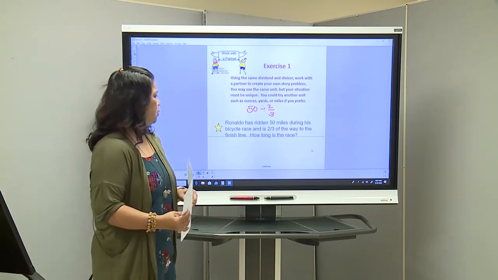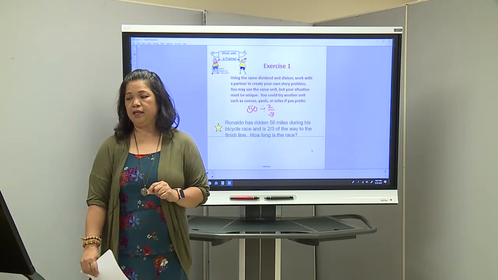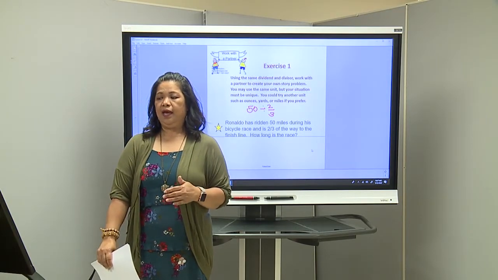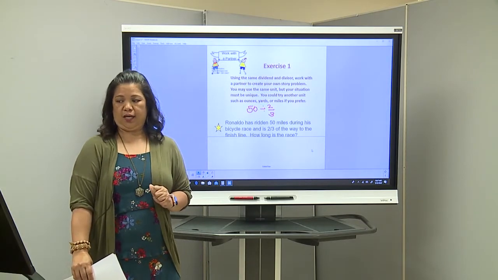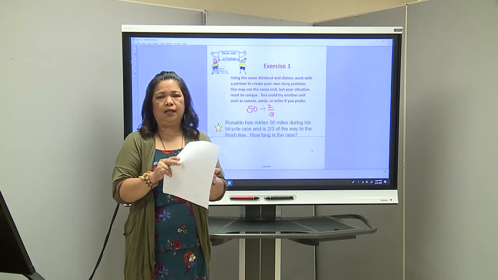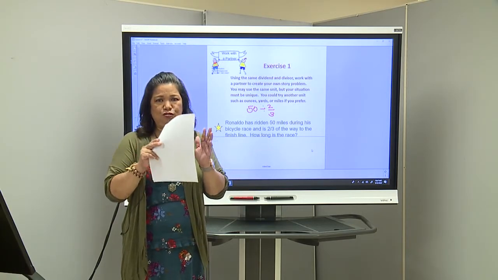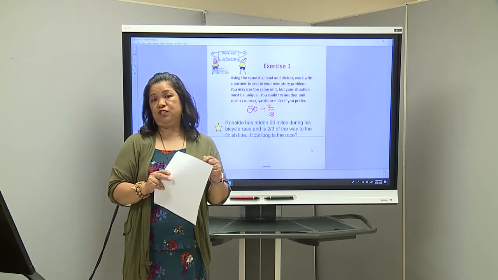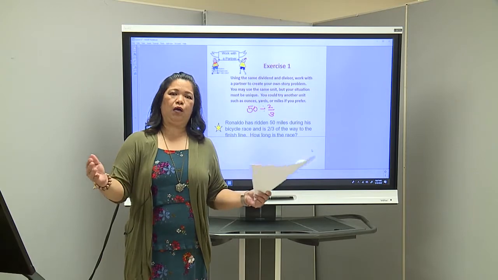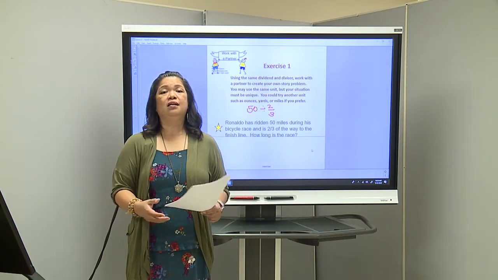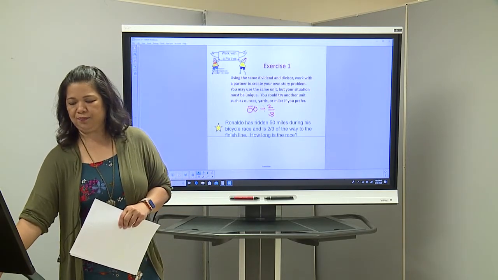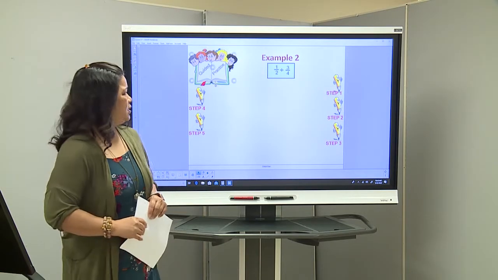So here's an example, another example that matches the expression 50 divided by 2/3. Ronaldo has ridden 50 miles during his bicycle race and is 2/3 of the way to the finish line. How long is the race? So that 2/3 is not the entire race. That 2/3 represents 50 miles. So he still has some way to go. The question is, how long is the race? So the race is, you are correct, 75 miles.